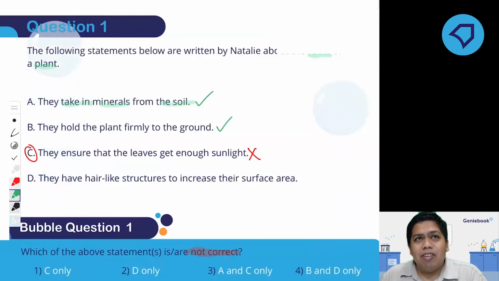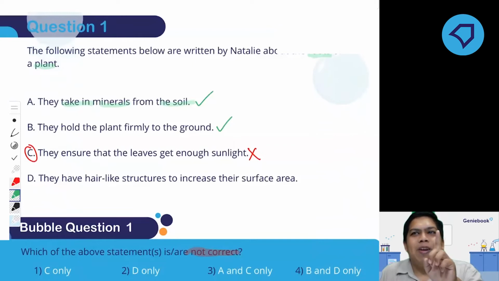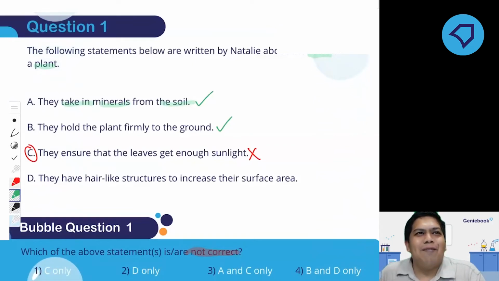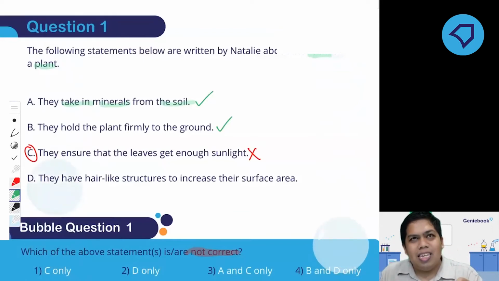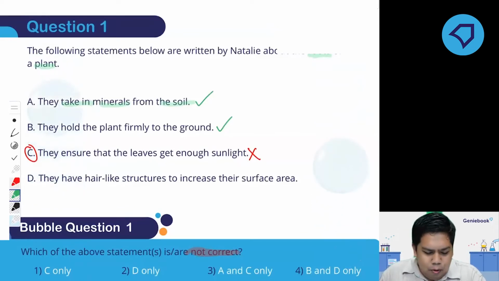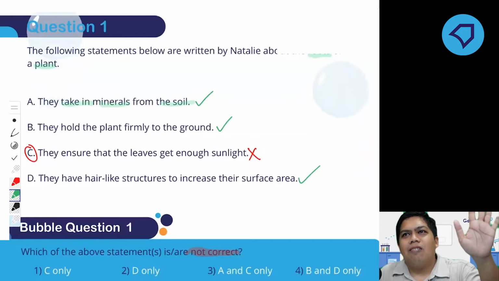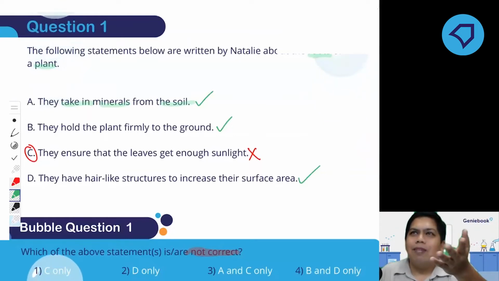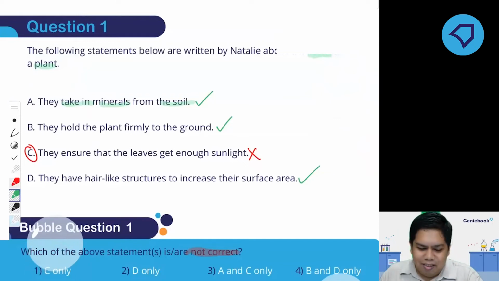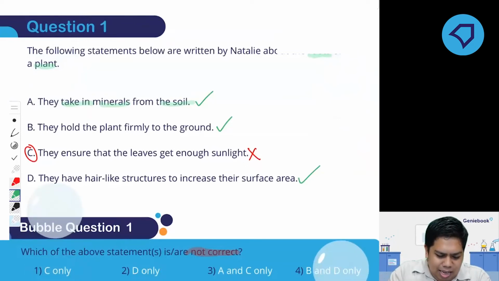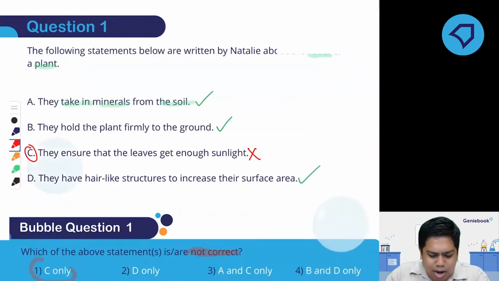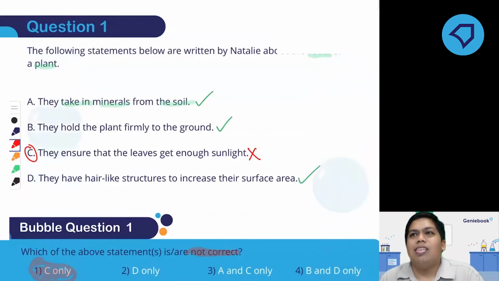And then let's look at the last one. They have hair-like structures to increase the surface area. This is the tricky one. Not everyone knows this. But there are roots which have hair-like structures which will increase their surface area to improve the absorption of water and minerals. Who actually knows about this already? The statement D. Who actually knows about this already for roots? Wow. Okay, quite a number of you. Or maybe the 30% of you who got it correct. Well done. So that's why the answer is C only. We want the incorrect one. So C only. Any questions?